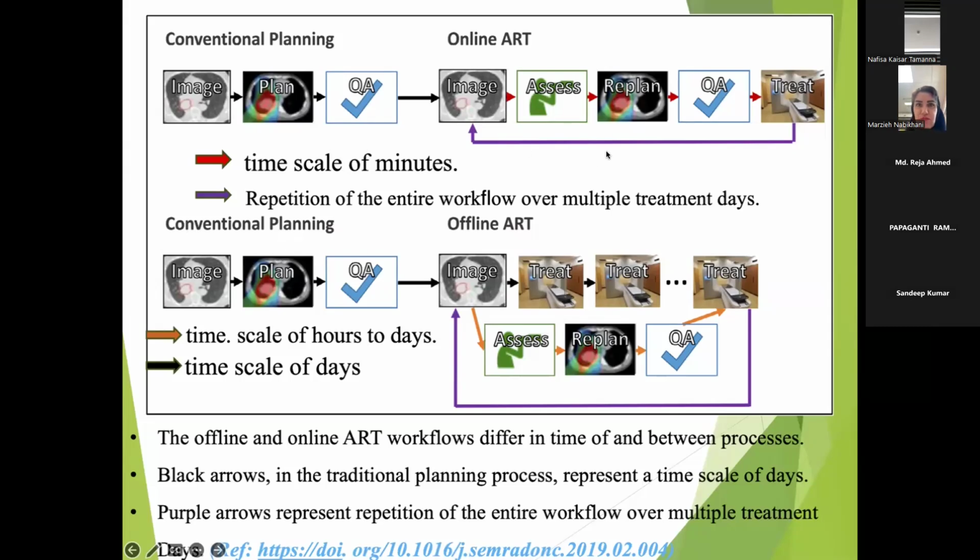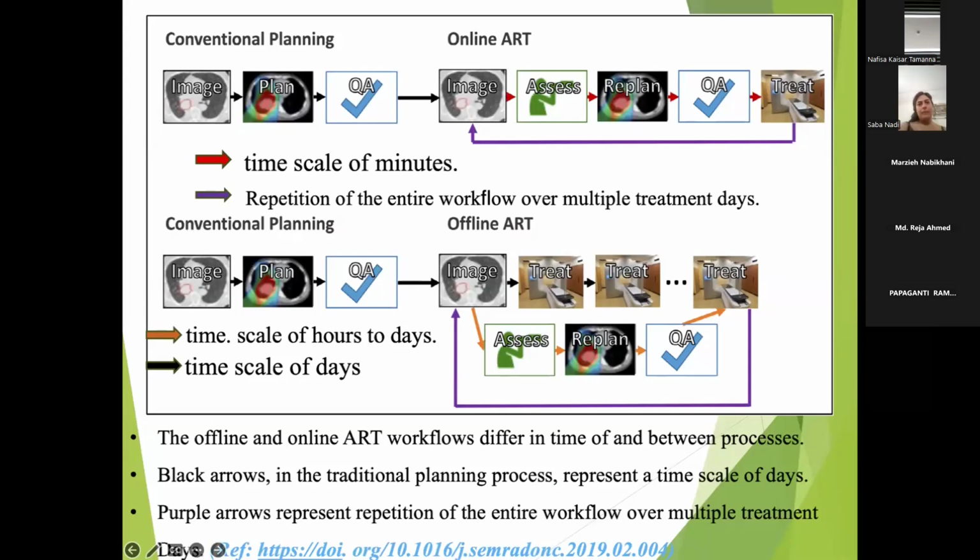Which is of much more importance. And in case of offline adaptive RT, what we do basically is take the image, we treat, and then assess, replan, and QA. So the time scale is hours to days, but for the conventional planning and treatment delivery, basically it's days. So the offline and online ART workflows differ in time and between the process. So black arrows in the traditional planning process represent a time scale of days.